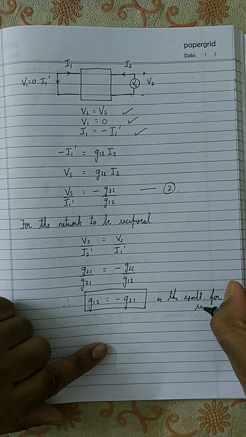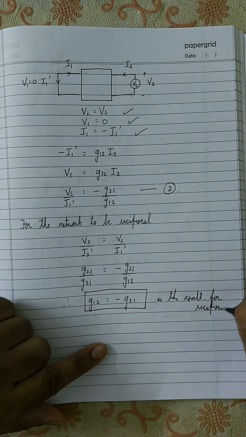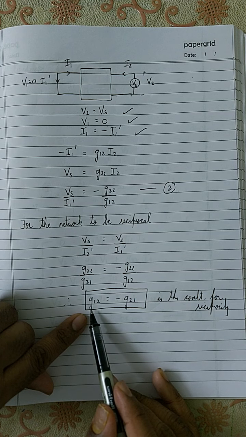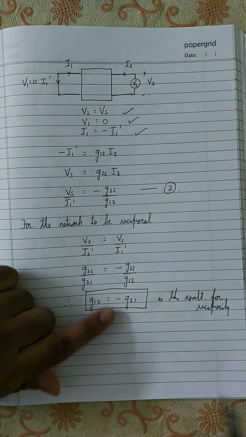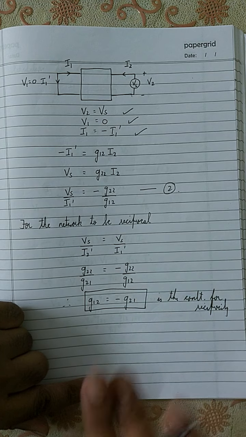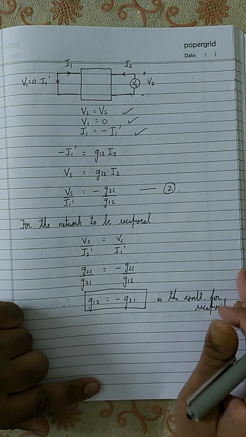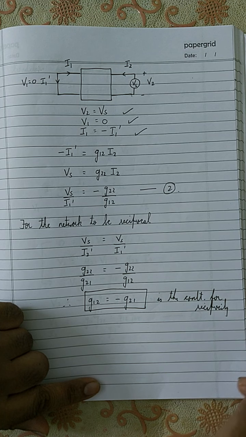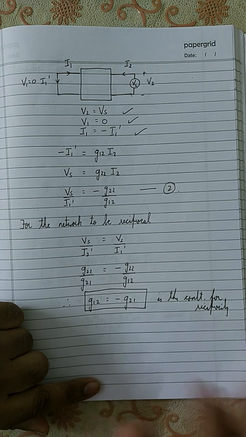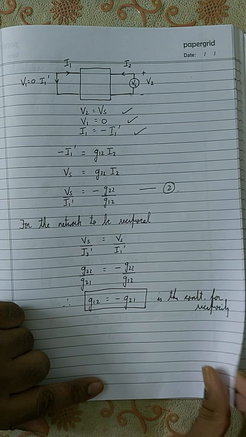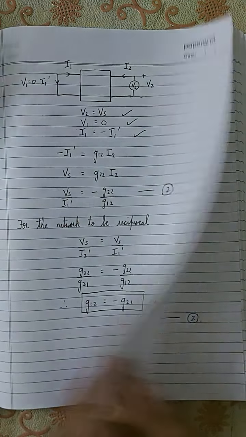for reciprocity. To check whether the network is reciprocal or not, simply find if the value of G12 is equal to minus G21. And this is exactly similar to your hybrid parameter equation. In hybrid parameters also, you can check if the network is reciprocal if H12 is equal to minus H21. Same thing over here. So if you can remember that, then it's very easy to remember this. So that is the condition for reciprocity.